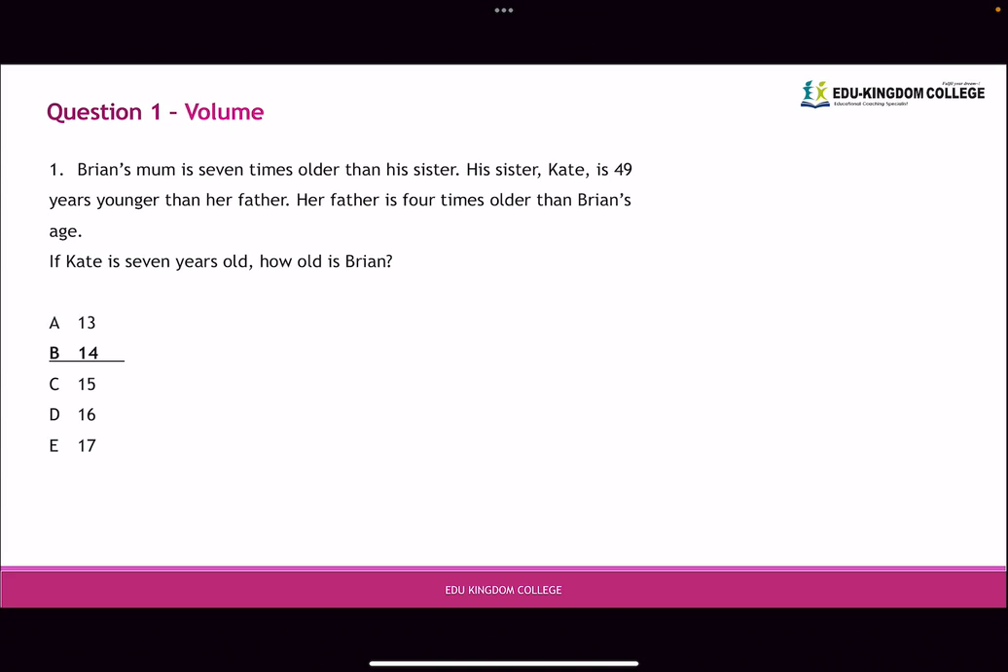Now, Brian's mom is 7 times older than his sister, so M equals 7S. The dad is 49 plus S, so 49 years older than the sister. So that should be father. And then father equals 4 times Brian's age. So if Kate, or the sister, is equal to 7, then the father is going to be equal to 56. And if the father is 56 and Brian is 4 times less, then Brian is going to be 14 if you do the division.